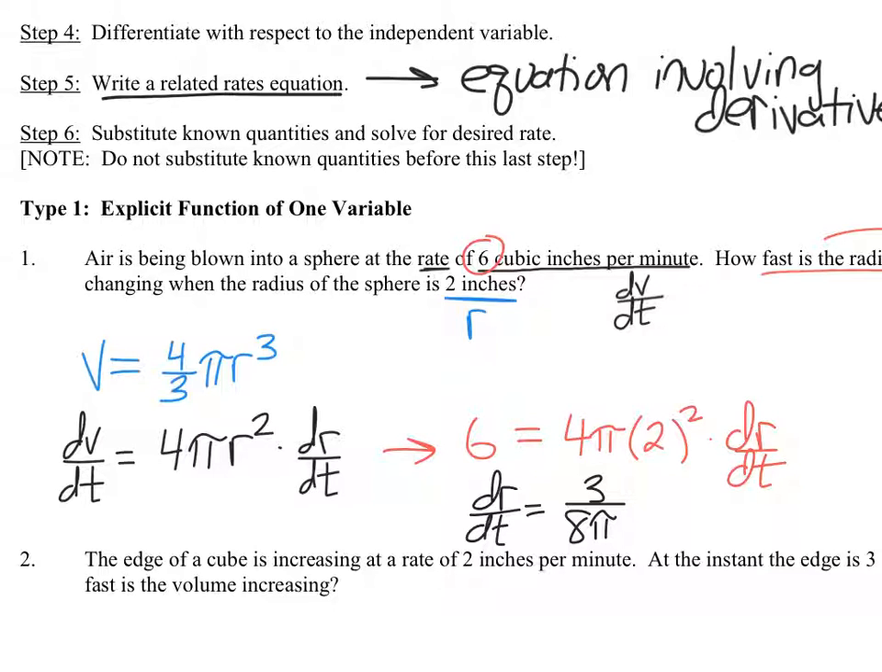Units are important here. So the recipe to the units are given here. dr/dt, well, r is radius. Radius is measured in inches. t is time, t is measured in minutes. So inches per minute, all right? So inches per minute.